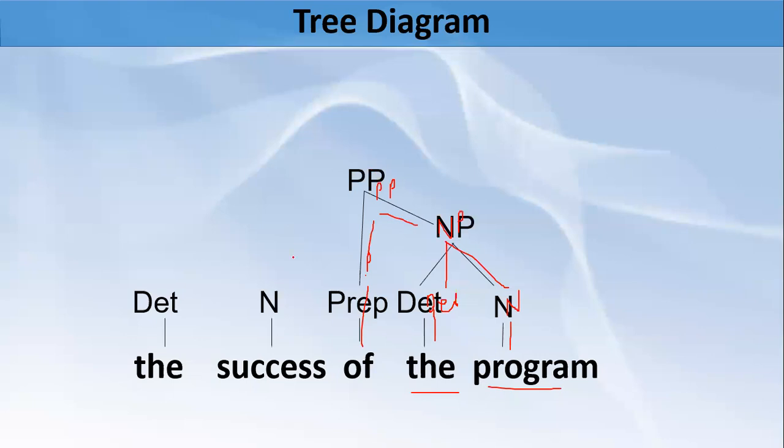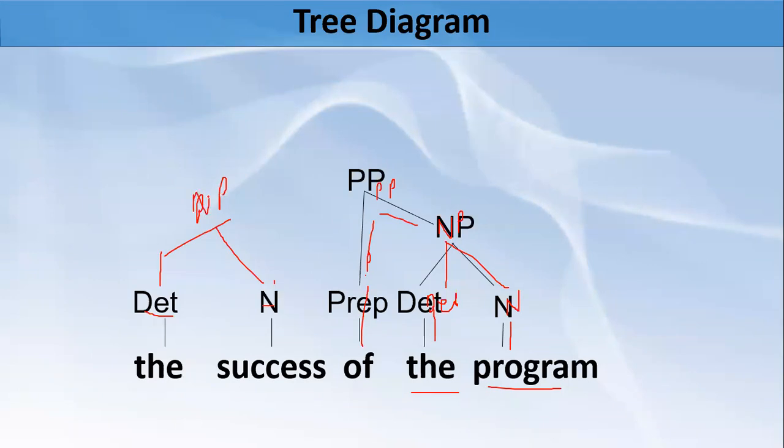Here we have "the success". So "success" is a noun, and "the" is a determiner. So this determiner and this noun combined give us a noun phrase. Fine. Yes, sir. Sorry, this is a noun phrase.